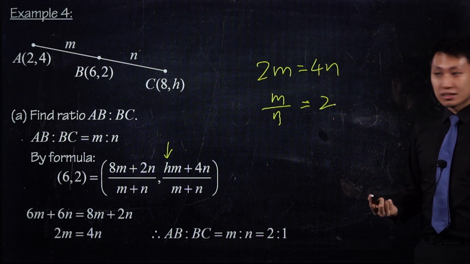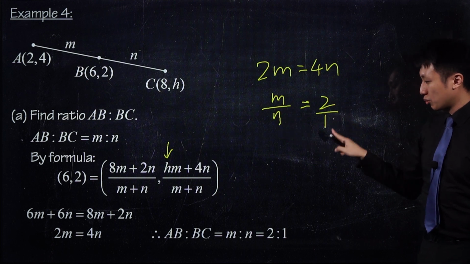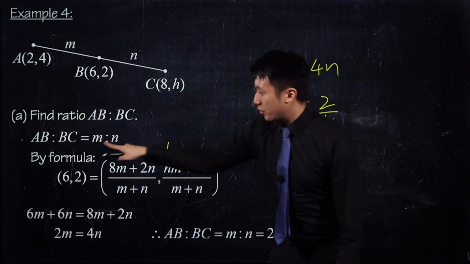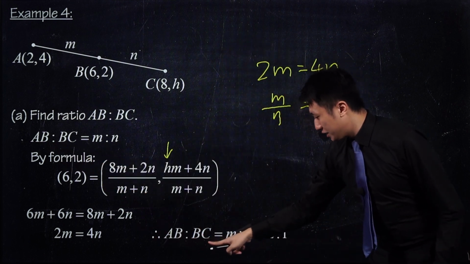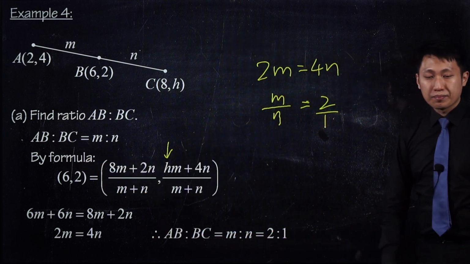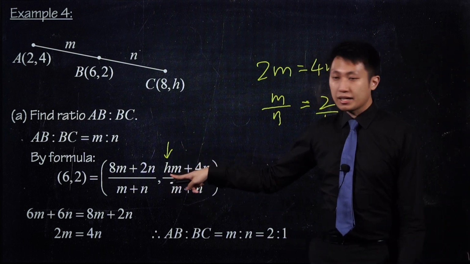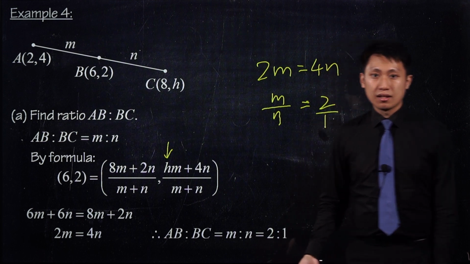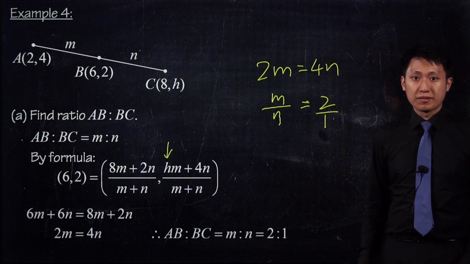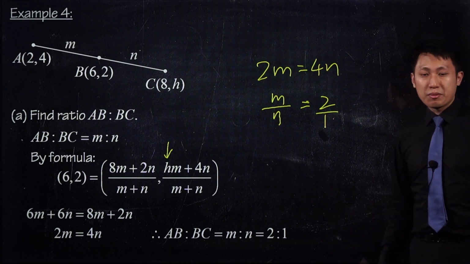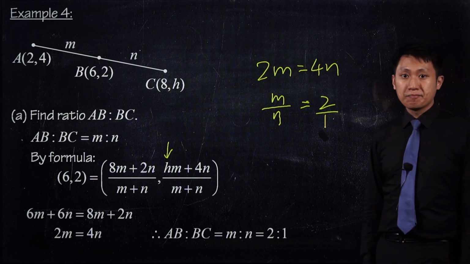What does the 2 mean? 2 means 2 divided by 1. So M to N is 2 to 1. Hence, M to N is equal to AB to BC, so AB to BC is 2 to 1. I'm not using this part at all because there's an H, it doesn't help me. This question is very important, possible to be in your SPM, so you've got to remember how to do this. Since you tried already, I guess you're fine.